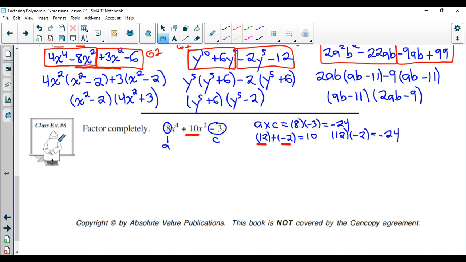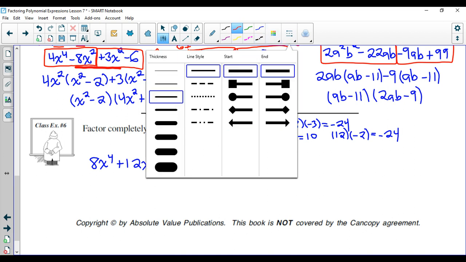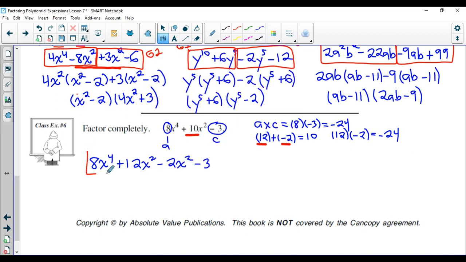So that would look like 8x to the power of 4 plus 12x squared minus 2x squared, and then subtract 3. Let's form the two groups. We'll call this one group number 1. Here's my second group, which I'll call group number 2.